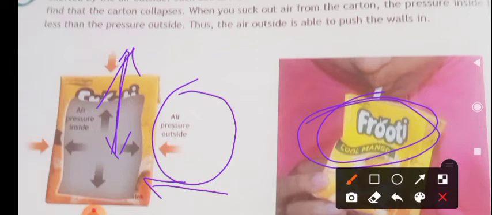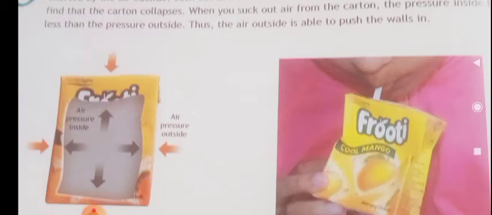Okay, children. What happens to the atmospheric pressure? It decreases above sea level. So when you go deeper and deeper, the pressure will be more. When you go higher and higher, the pressure will be less. Do you understand? Deeper inside the earth, the pressure will be more.